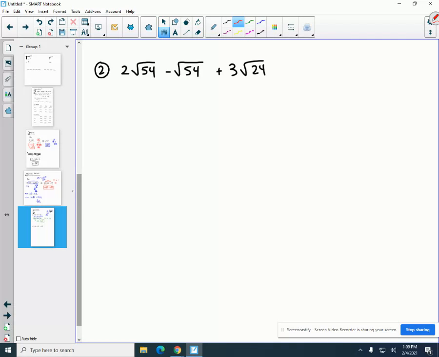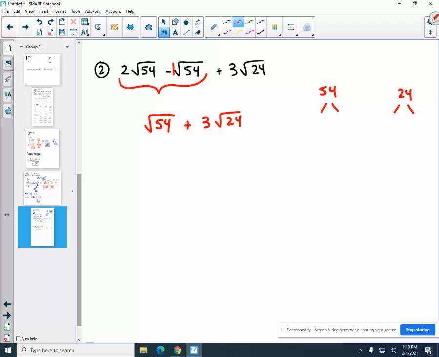Number 2 here is going to be pretty much the same exact process, except we probably want to go ahead and try to simplify at the beginning. Actually, we don't have to simplify here. I'm going to go ahead and combine these 2 before I simplify, because I know if they're both radical 54, they can be combined. So this is essentially saying 2 minus 1. So the problem I'm now working with is radical 54 plus 3 radical 24. I need to go ahead and do the prime factorization of both 54 and 24, and simplify down both of those radicals.